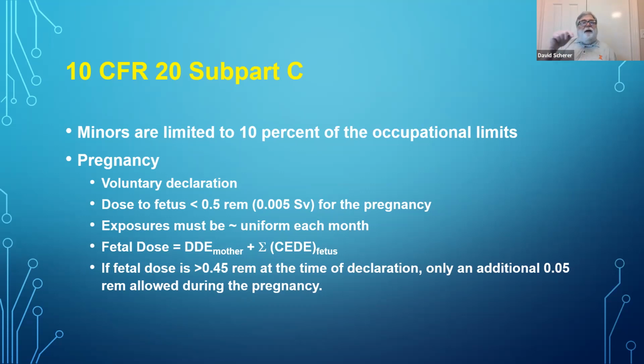Because we're basing this on declared pregnancies, what if a woman declares her pregnancy after she's already exceeded the 500 millirem? Well, the employer is not in violation under those conditions, but the employer is not allowed to deliver any more than 50 millirem of dose to the fetus throughout the rest of the pregnancy, if the declaration takes place and the exposure either exceeds the standard or is within 50 millirem of the standard. Okay. So that's the next set of regulations.